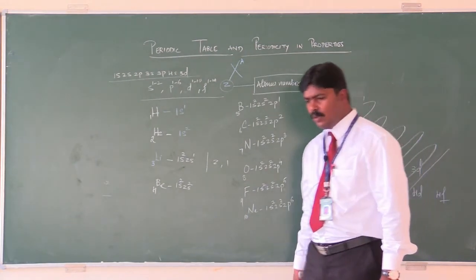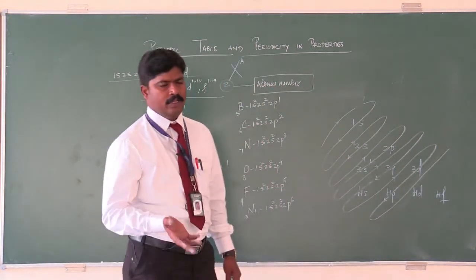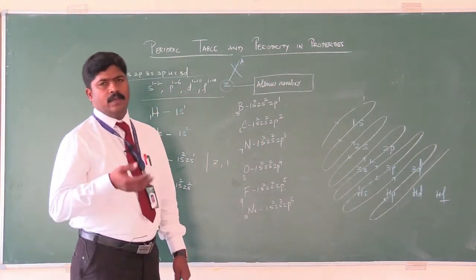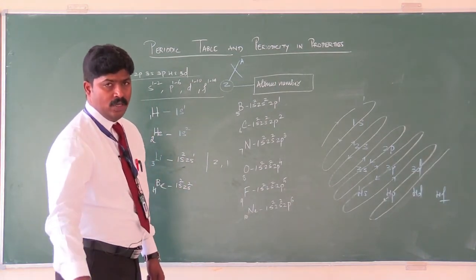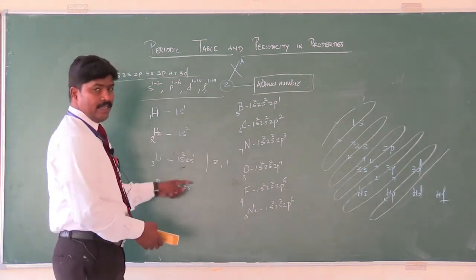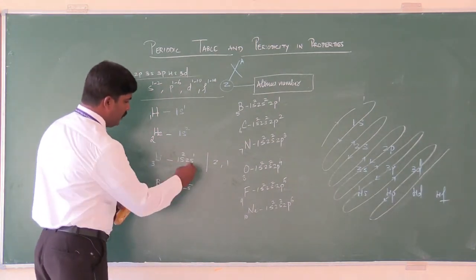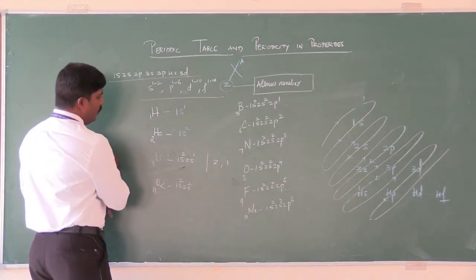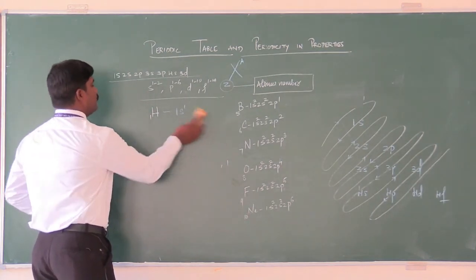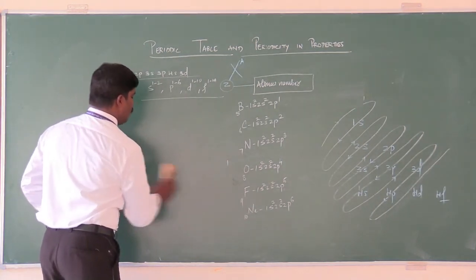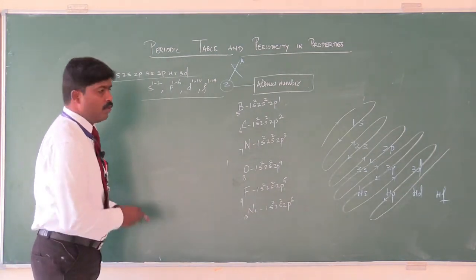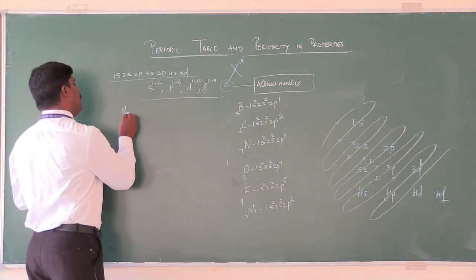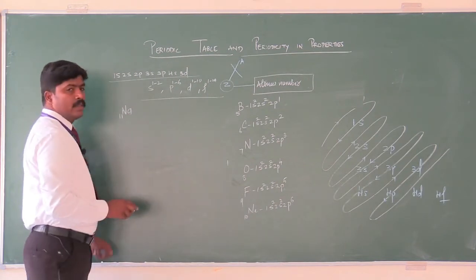Now I'll take sodium, then magnesium, aluminium, then silicon, then phosphorus. We'll go with atomic number 11 to 20. I hope you are getting done with this also when I write the electronic configuration. So now I'll move on to sodium. Now coming to sodium, atomic number is 11.